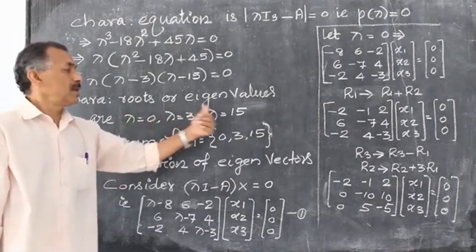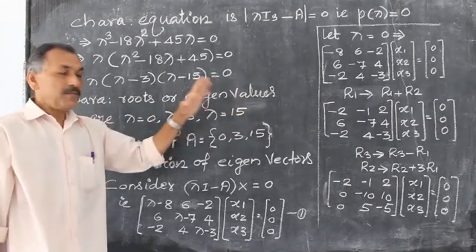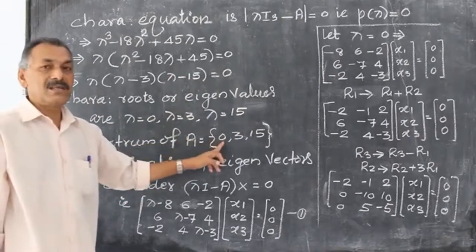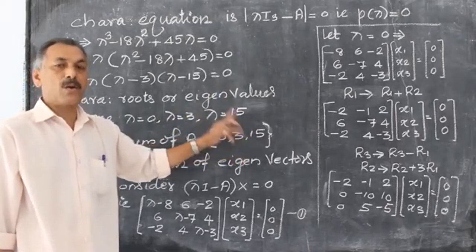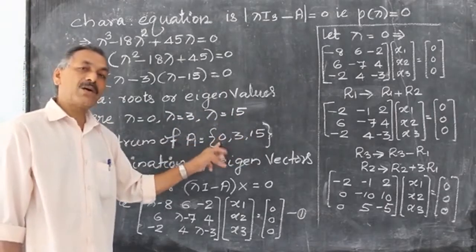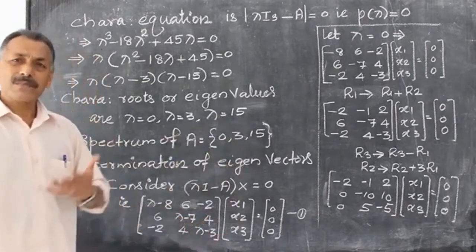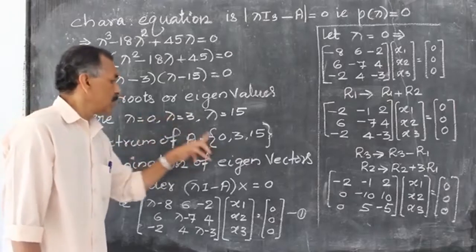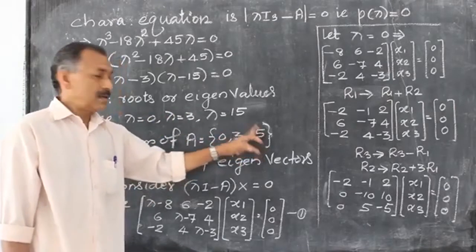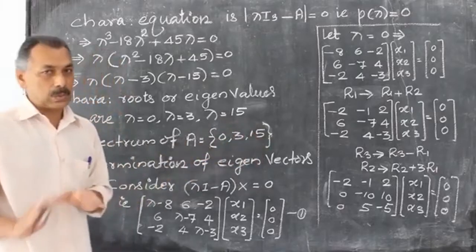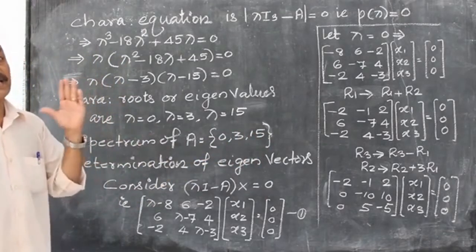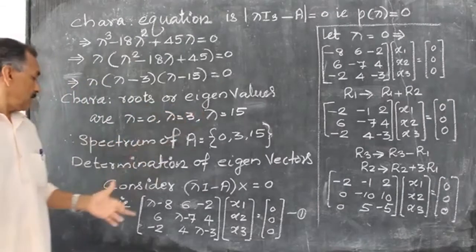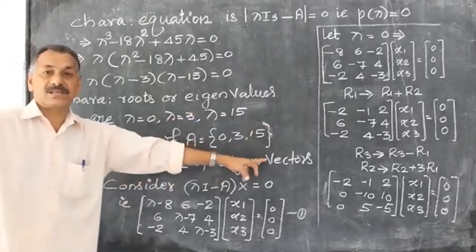Then what do we mean by the spectrum of A? The spectrum of A means the set representing the characteristic roots or eigenvalues. So the spectrum of this matrix A is the set {0, 3, 15}, which are the characteristic roots. Next, how do we determine the eigenvectors?